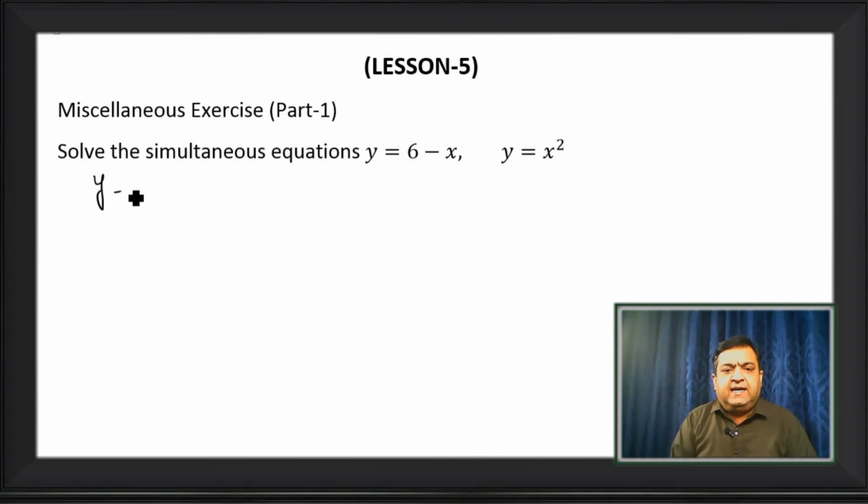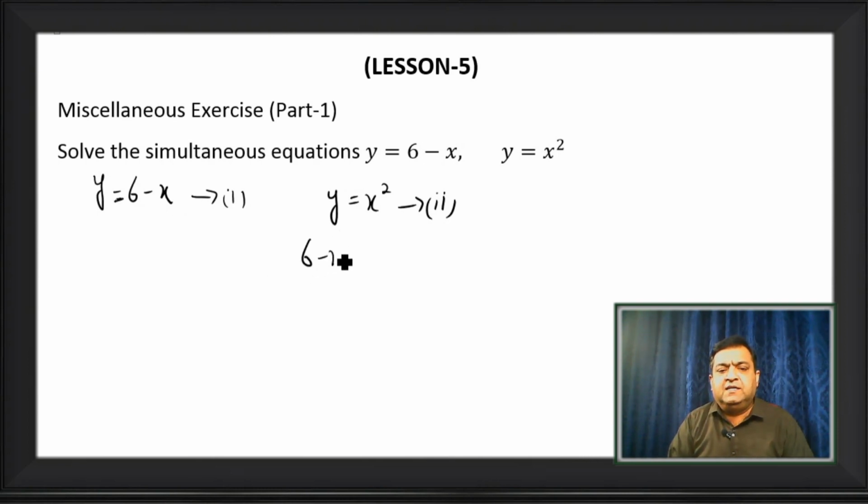In our second lesson of quadratics, we learned to solve simultaneously a linear equation and a quadratic equation. So we will follow those steps. In the first step, we need to find the value of y from the linear equation and put it into the second equation. So y is equal to 6 minus x. This will give us 6 minus x is equal to x square, so x square plus x minus 6 is equal to 0. So we got a quadratic equation in x.